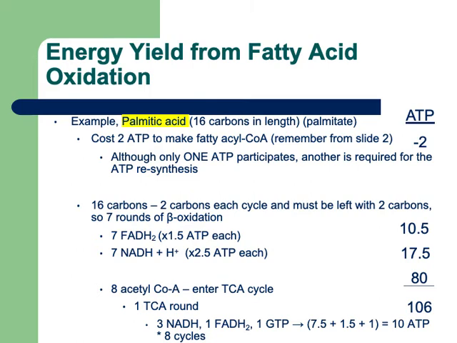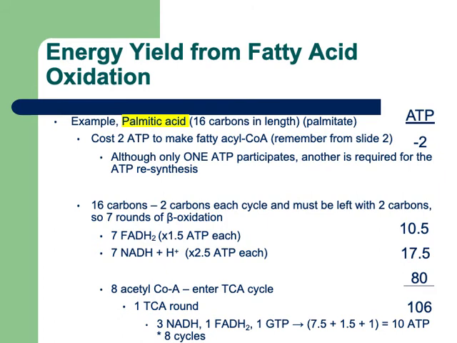Now let's talk about the NADH. For every 1 round of beta oxidation, we produce 1 NADH. So if we have 7 rounds of beta oxidation for a 16 carbon palmitic acid, we produce 7 NADH molecules. We know that 2.5 ATP are produced per 1 NADH in the electron transport chain. So 7 times 2.5 equals 17.5 ATP produced from 7 NADH.